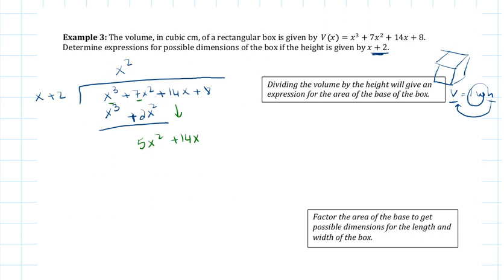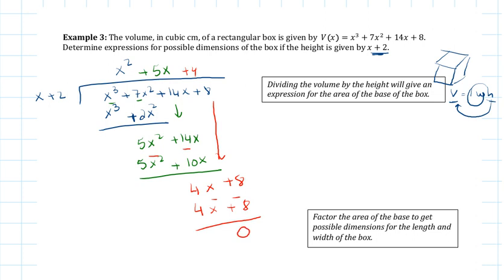And now if I divide 5x squared by x, that's going to give me 5x. 5x times x is 5x squared, 5x times 2 is 10x. And now we're going to do the subtraction. That's going to eliminate 14x take away 10x, that's 4x. And finally, bring down the 8. If I divide 4x by x, that's 4. If I multiply 4 by x, that's 4x, 4 by 2, that's 8. And you see here, if I do the subtraction, I'm going to end up with a remainder of 0. Perfect, because I need that.